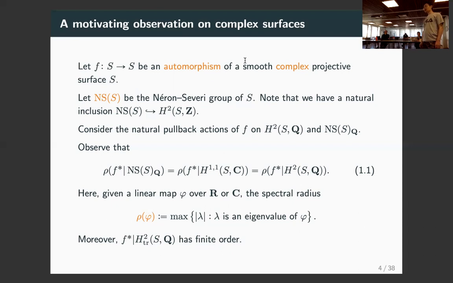So we have the following identities. These three spectral radii are the same: the pullback action on the Néron-Severi group, the action on H^1, and the action on H^2. Here the spectral radius of a linear map is just the maximum of the absolute values of its eigenvalues. And moreover, the pullback action on the transcendental part of the second cohomology group has finite order.